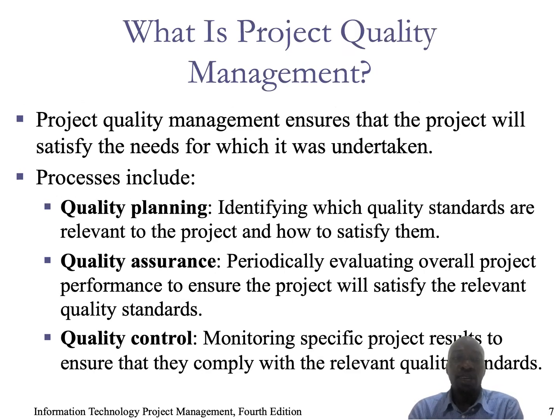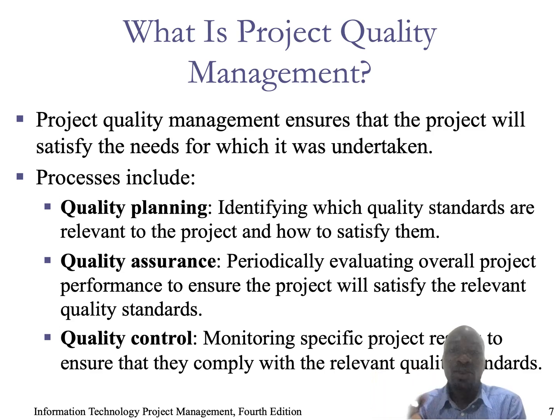Then project quality management. When we talk about project quality management, we look at ensuring that the project will satisfy the needs for which it was undertaken. We have to work on quite a number of tasks to ensure that. For example, we can say we need a biometric system that only allows authentic users to log into it or to have access to the services of that particular project. So in this case, we have to work on quite a number of attributes that are going to help us achieve that.